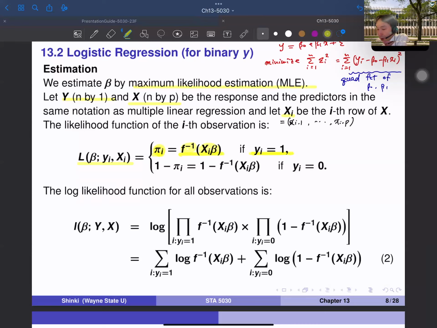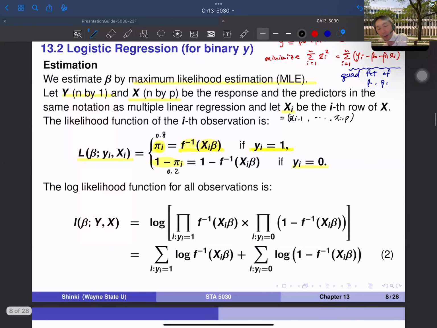So suppose that the success probability is 0.8, and actually the ith observation is successful, then 0.8 is the likelihood. And if that observation is not successful, it's a failure, then 1 minus pi_i is the likelihood. So if pi_i is 0.8, then 0.2 is the likelihood, because our estimated success probability is 80%, but actually it fails. So our likelihood is 20%. So the other way around.